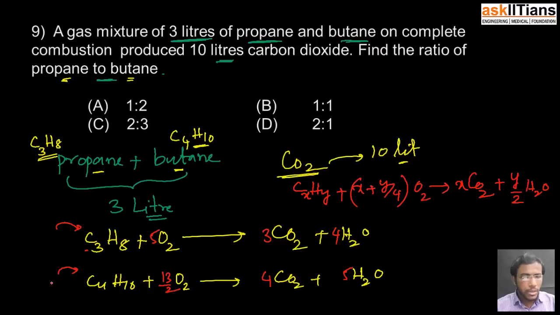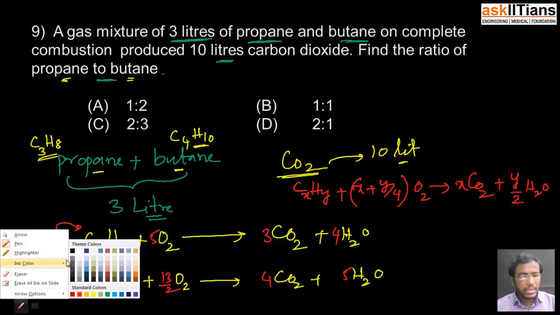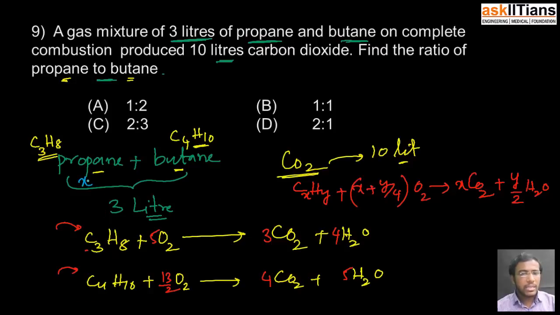It is given that the mixture has 3 liters volume. So I assume that in the mixture I have X as the volume of propane, and 3 minus X is the volume of butane. So here this is X, the volume of propane, and 3 minus X is the volume of butane.